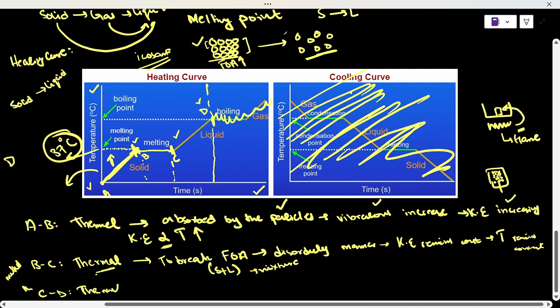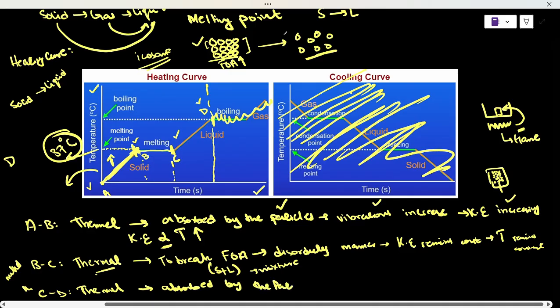Why? Because you're still providing thermal energy, meaning the burner, the flame, is still on. That thermal energy again is being absorbed by the particles, and because of that, vibrations increase, and then because of that, kinetic energy increases and temperature again increases. And you can also see that from the graph. You see, temperature is increasing.